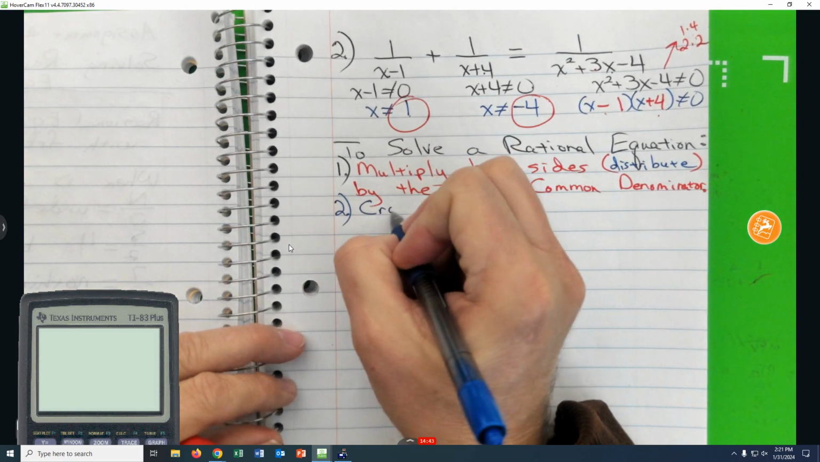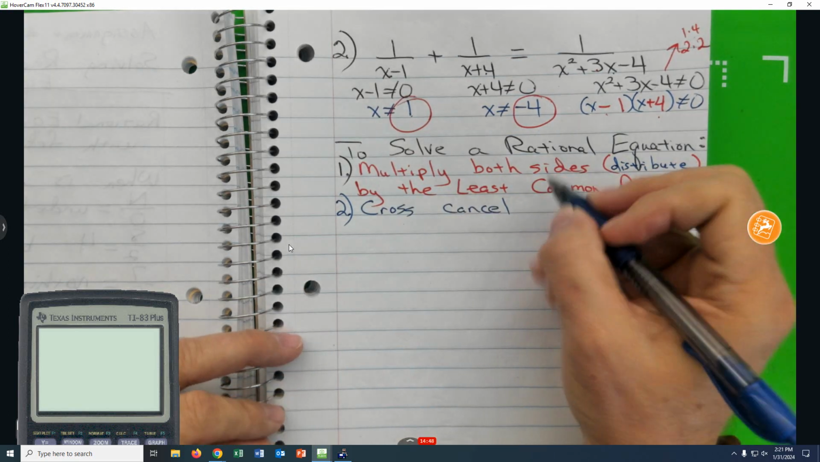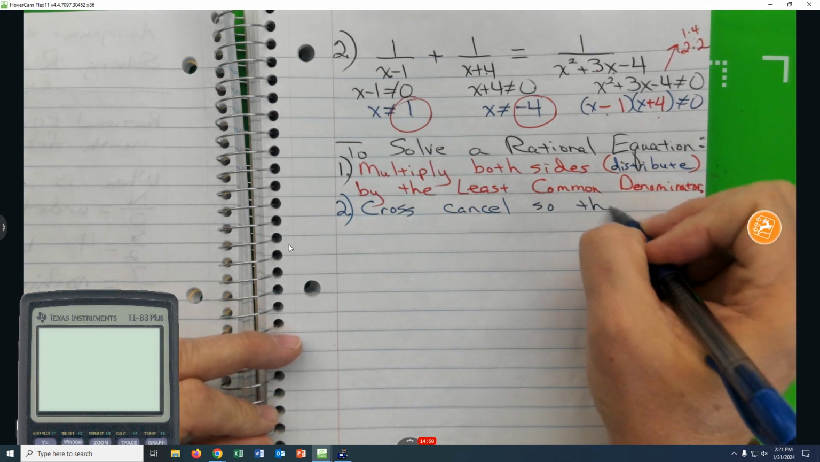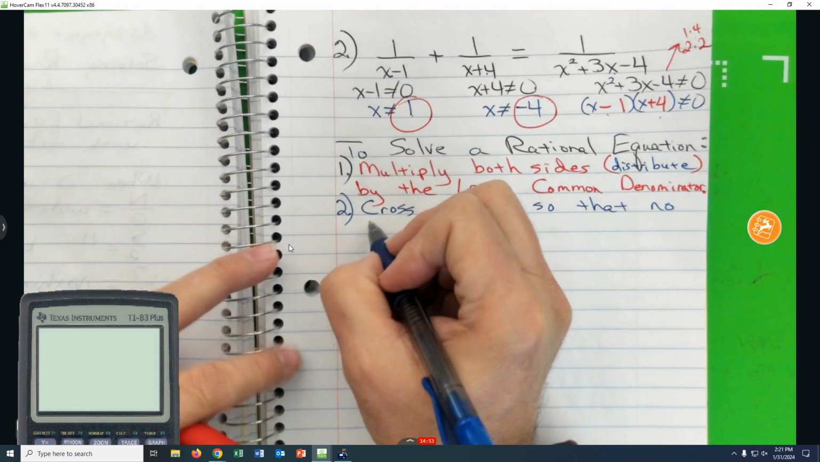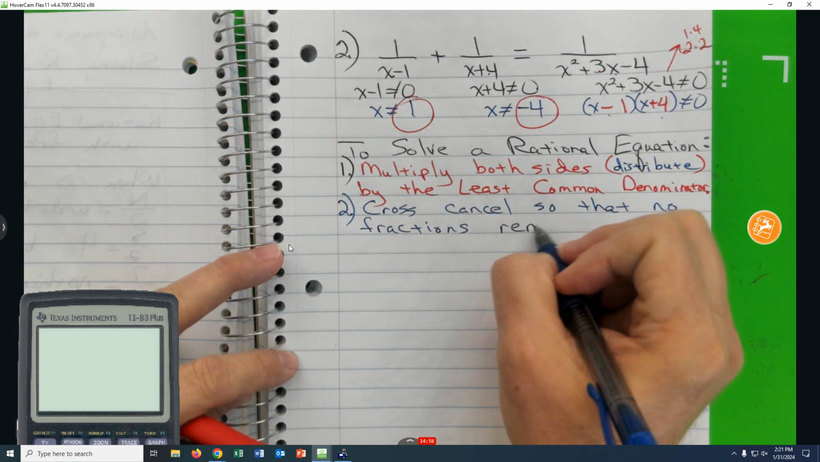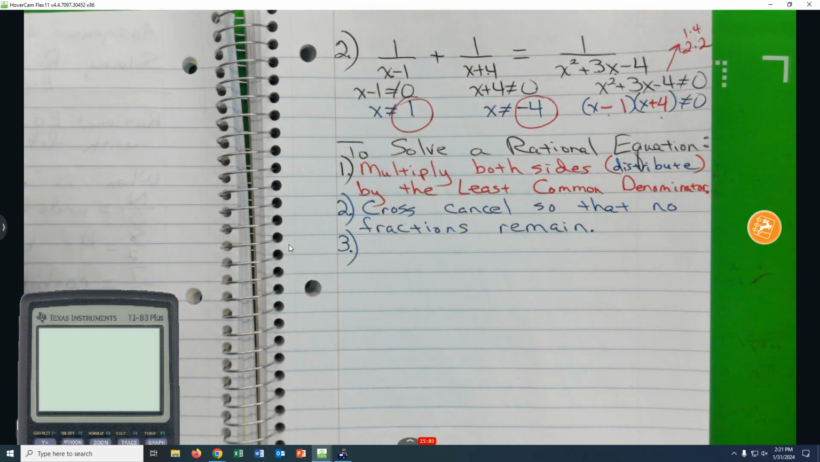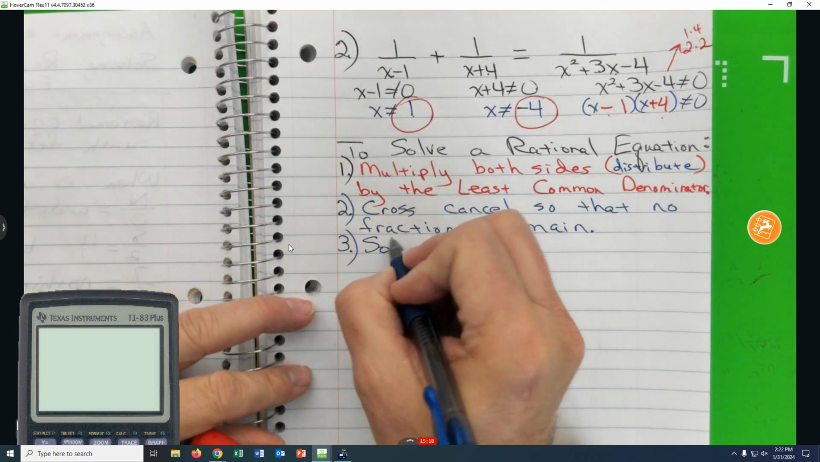I'll say cross-cancel so that no fractions remain. Step number 3. Once you've cross-canceled, you have an equation. It'll probably be quadratic, like the ones you were doing the last time, factoring and the quadratic formula. So it'll be an equation that you can solve. So I'll say solve the equation.